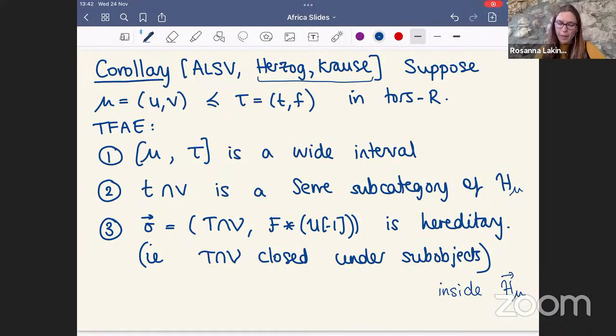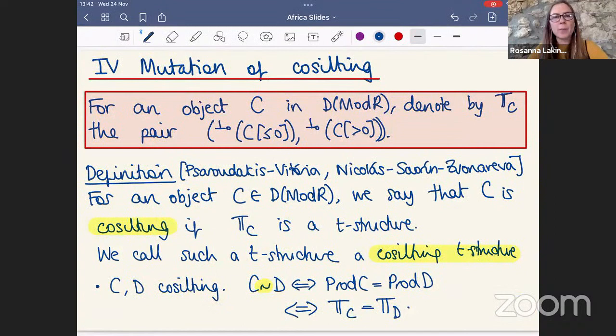Okay, so let me move on to the final section, which relates all of this to co-silting objects in the derived category. So I'm going to go straight for the abstract definition of co-silting objects. It's possible that you've seen some more axiomatic definitions of co-silting objects, and in some contexts they coincide. But for me, it will be easier to work with this abstract definition.